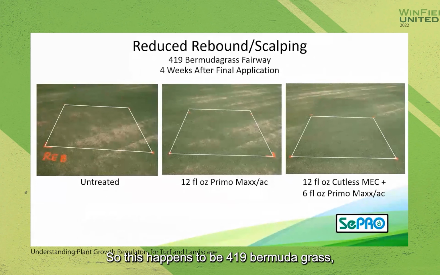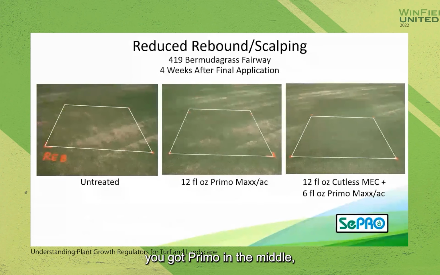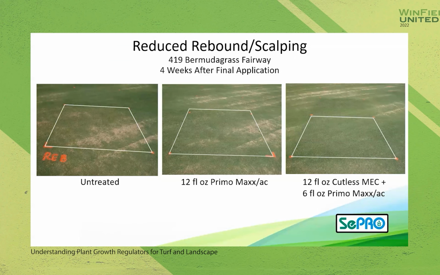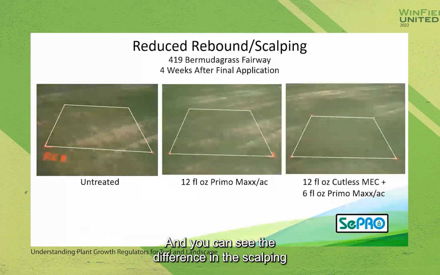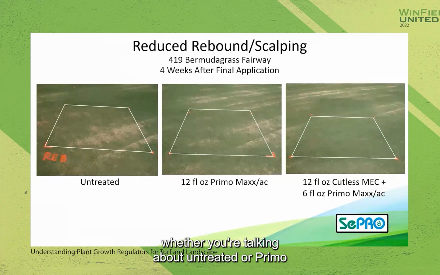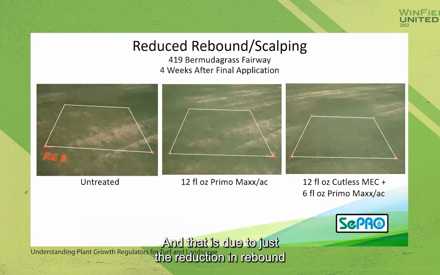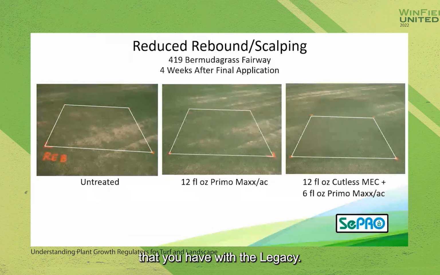So this happens to be 419 Bermuda grass, 4 weeks after the final application. You got untreated on the left, you got Primo in the middle, and you've got your Legacy, which is 12 ounces of Cutlass MUC plus 6 ounces of Primo on the right. And you can see the difference in the scalping between the photos, whether you're talking about untreated or Primo versus what you have with the Legacy. And that is due to just the reduction in rebound that you have with the Legacy.